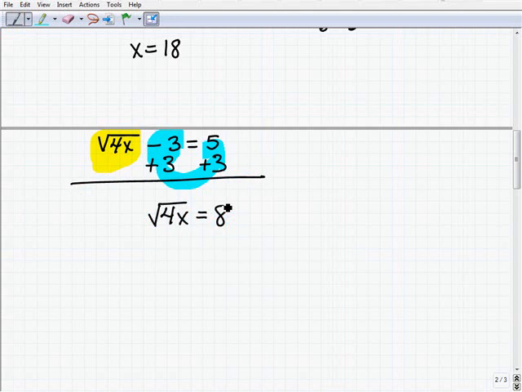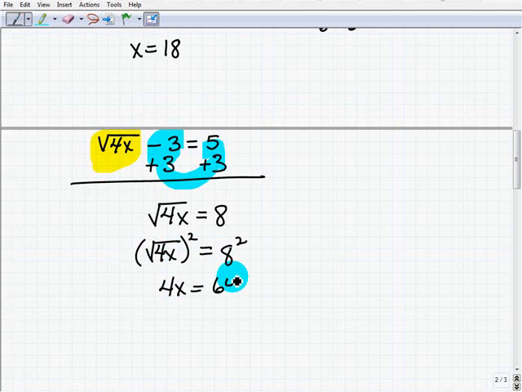At this point, this problem is set up just like the previous one, so you should be able to go ahead and solve this. I'm going to square both sides now. I'm left with 4x equals 64. Now I'm going to divide 64 by 4, and that's 16, so x equals 16.